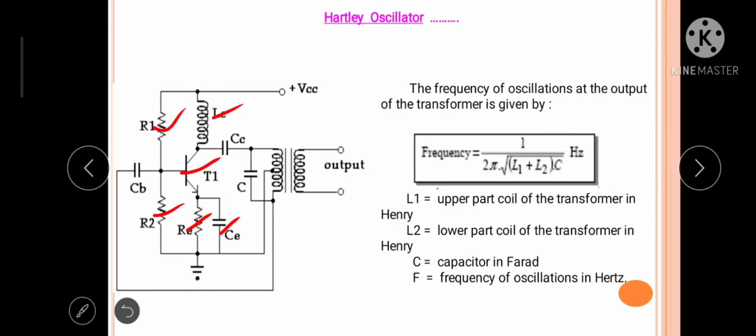The DC power supply connected to this oscillator circuit is across this VCC terminal, which is positive, with respect to this terminal as negative. The final oscillations are available at the output of this circuit across these terminals. And finally, we can say the normal range of oscillator frequency is somewhat low as compared to other oscillators. So I think let's stop here.